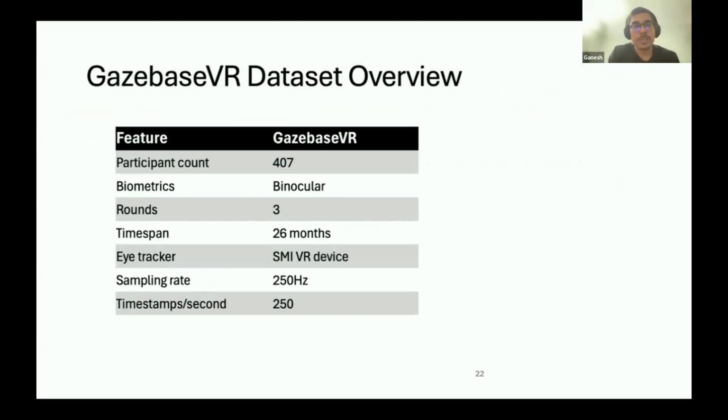And to perform this study, we used the GazeBaseVR dataset. This is a very big open source dataset which includes 407 participants, and it was performed over a 26 month time span. It is captured using 3 rounds, and it has a 250 hertz sampling rate, and it's a binocular dataset.